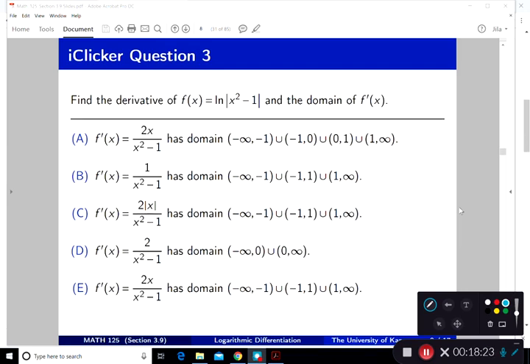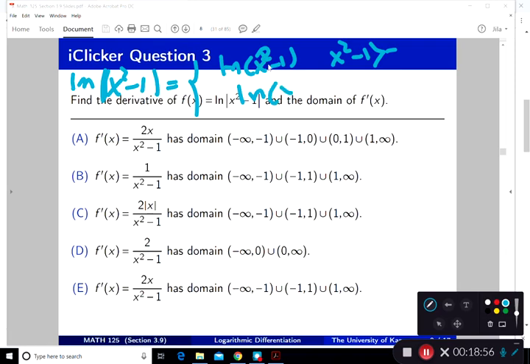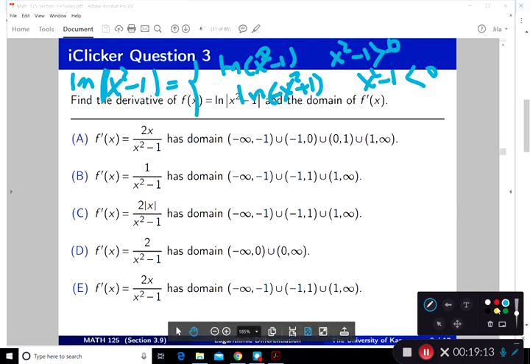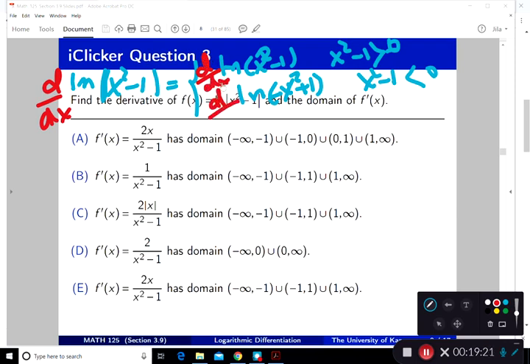So we have natural log of absolute value of x squared minus 1. I can either go with the formula that we just derived, or I can start from my old formula. The absolute value of x squared minus 1 is the natural log of x squared minus 1 if x squared minus 1 is bigger than 0, or it's the natural log of negative x squared plus 1 if x squared minus 1 is less than 0. So that's again a piecewise defined function, and when I'm trying to take the derivative, let's put the derivative on all of them. d dx, d dx, and d dx.